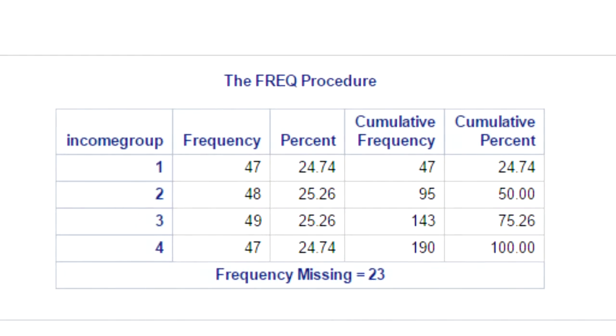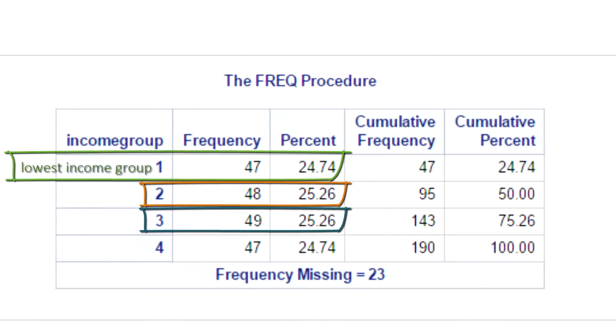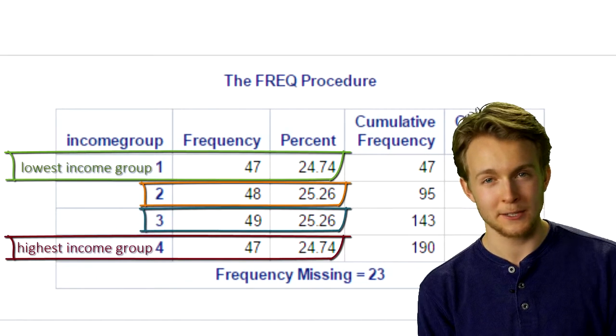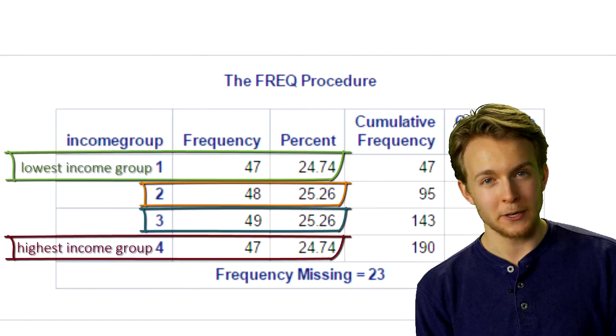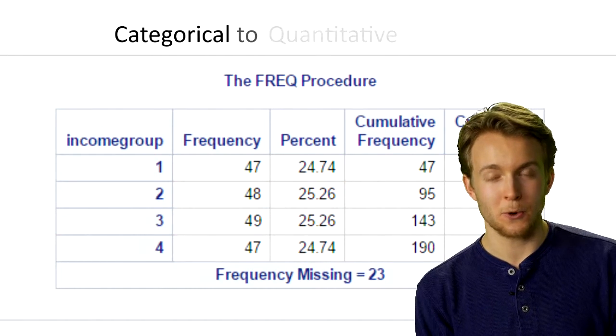After the program has been saved and run, we can see the distribution for income group. The 4 ordered groups we created show that there are 47 countries in the lowest income group, the lowest 25%. There are 48 countries in the next 25%, 49 in the next, and 47 countries in the highest 25% in terms of income. With this new categorical explanatory variable, we're now ready to create the last type of bivariate graph. That is, the categorical to quantitative bar chart.